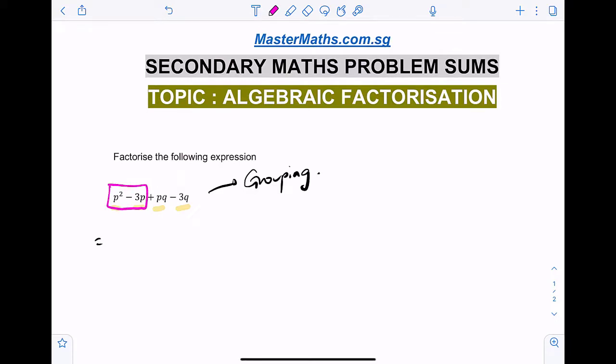Indeed, you can take out a p. Last 2 terms, you can also take out a q. Alright, just need to ensure that you are able to factorize at least 1 pair of terms. In this case, you have 2 pairs, that's even better.